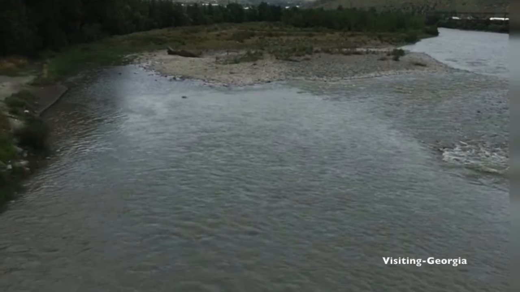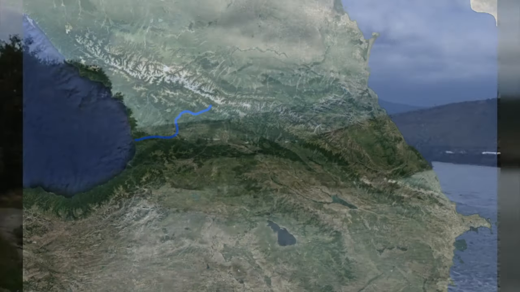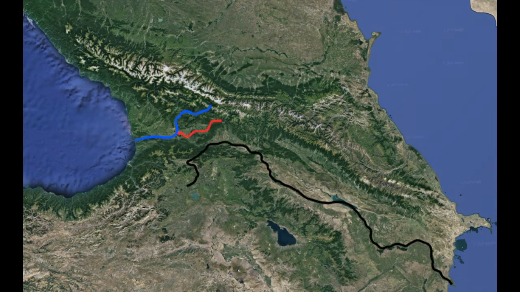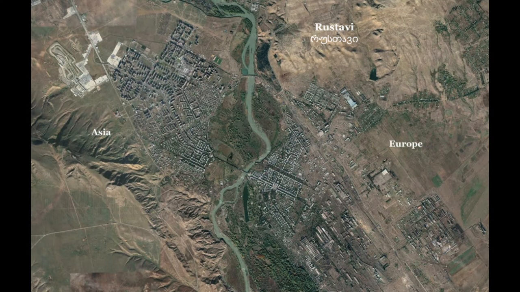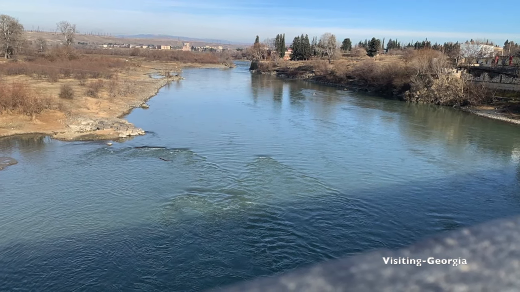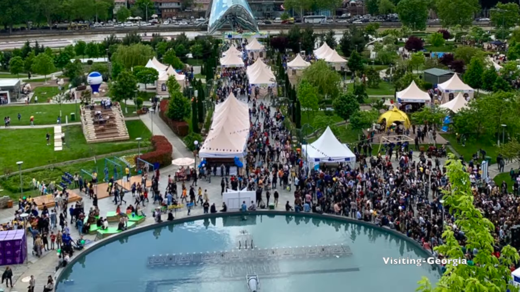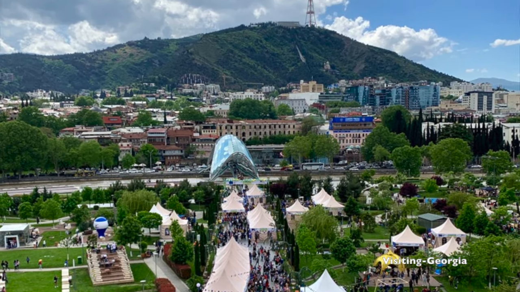The second boundary is based on river watersheds. This uses the Rioni, Kvirila, and Mtkvari or Kura rivers as the geographic border. According to this boundary, the areas north of this line created by these 3 rivers are in Europe, and the areas to the south are in Asia. This makes Georgia and Azerbaijan transcontinental countries, and Zestaponi, which straddles the Kvirila River, and Rustavi, which is split by the Mtkvari or Kura River, transcontinental cities.